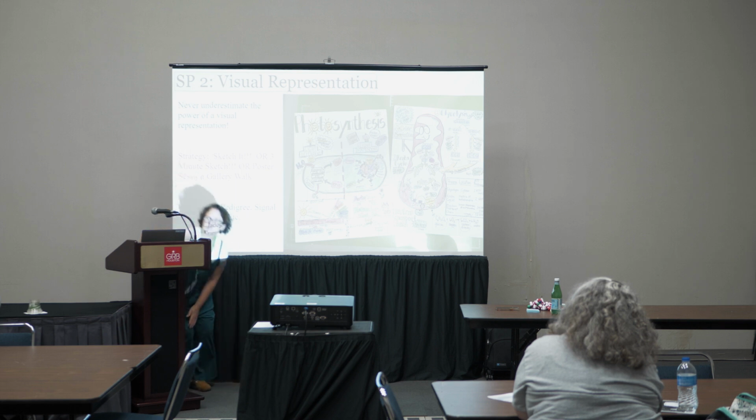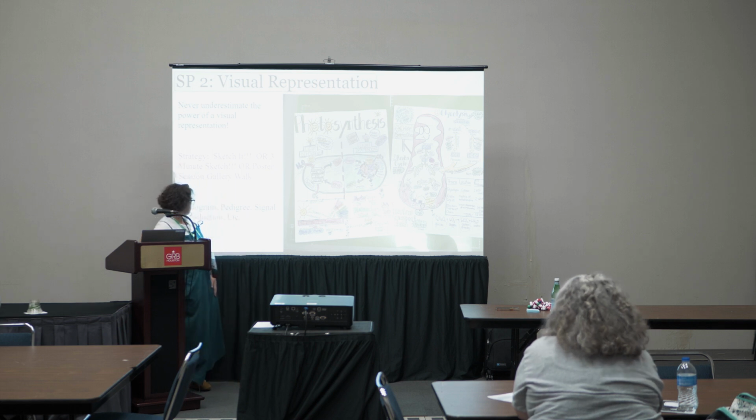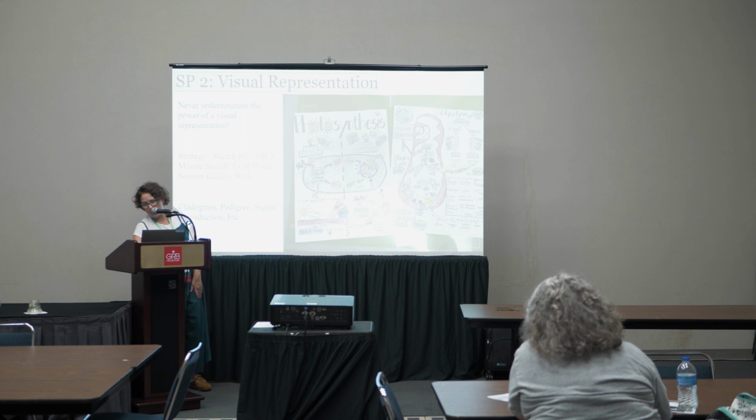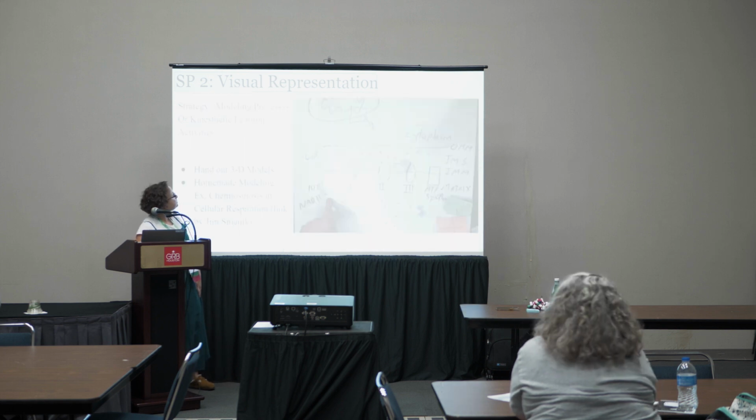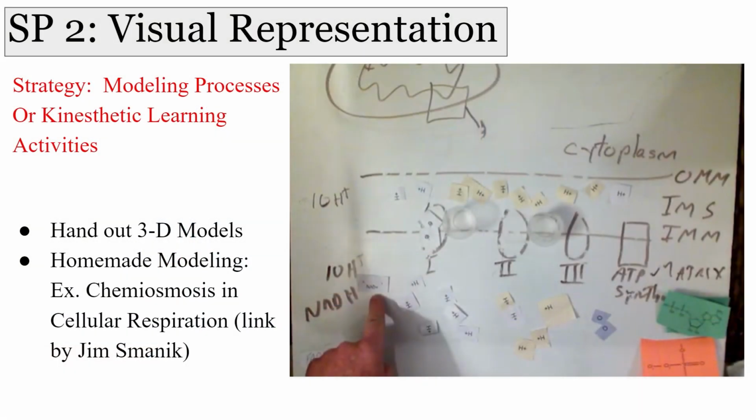Oh, the examples over here: cladogram, pedigree, what else do we have? Signal transduction pathways, everybody's favorite, Unit 4. This is an example from my good friend Jim Smanik. This is a 3D kinesthetic model. It's a YouTube video, and if we were together for 2 minutes, I would play it through, but if you get this presentation, you can click on the link. It's a YouTube video. You can open it. Just to have some kind of three-dimensional model, right?